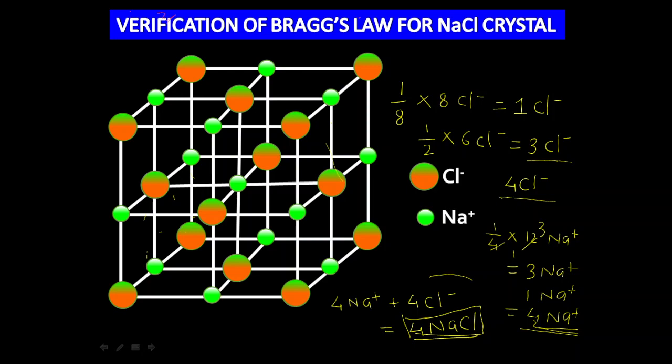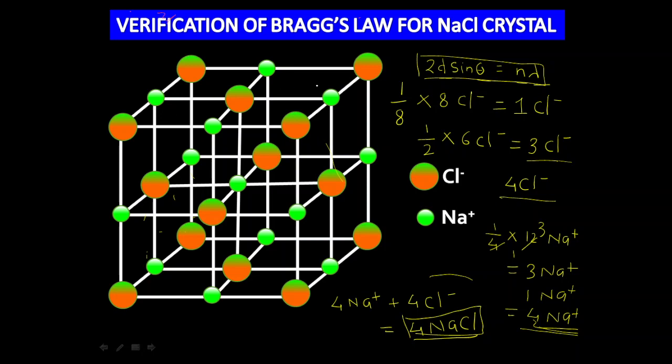Now we have to verify Bragg's law for this NaCl structure, and we know what Bragg's law is. Bragg's law is 2d sin theta equals n lambda. What is d? d is the interplanar spacing, theta is the glancing angle, n is the order of reflection. If n is equal to 1, that is first order, n is equal to 2, second order of reflection, and lambda is the wavelength of the X-ray. So we have to verify this law for this structure. Now we will see how we can verify Bragg's law for this NaCl structure.